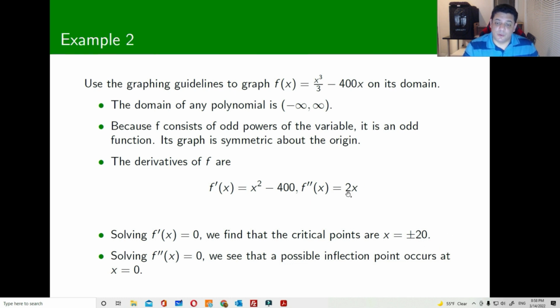And for the candidates for inflection points, we have that f double prime of x equals 0 yields x equals 0. So that's our possible inflection point. Now we get to check intervals. We get to check what happens from minus infinity to minus 20, from minus 20 to 20, and from 20 to infinity in terms of maximums and minimums. And we have to check if there's a change of concavity at 0.